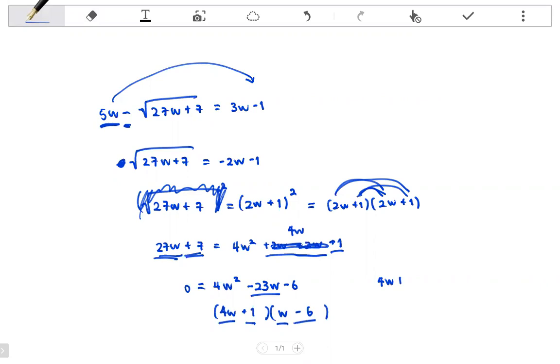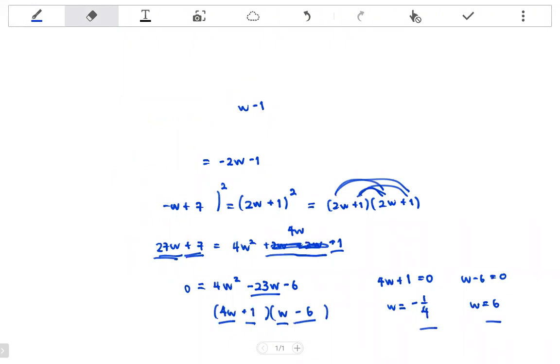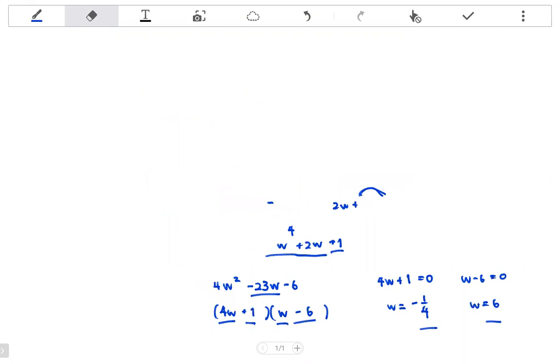Now to solve for w, we just set them equal to 0. Move 1 to the other side and divide by 4. We're going to get -1/4 here and just +6 here. So those are our two solutions. Any questions so far? If not, we'll just go over one more question from this section.